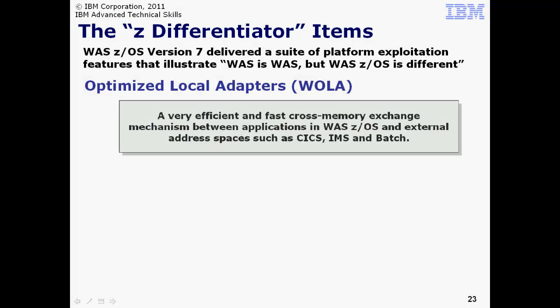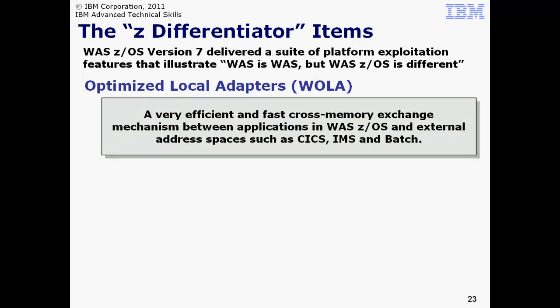The first is something we call WOLA, which is short for WebSphere Optimized Local Adapters. This is a cross-memory communications mechanism that strips away all the overhead of networking protocols and messaging serialization and passes messages back and forth between WAS and external address spaces using the z/OS cross-memory services.